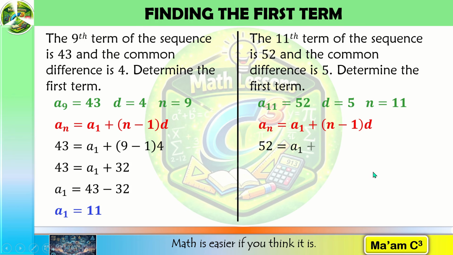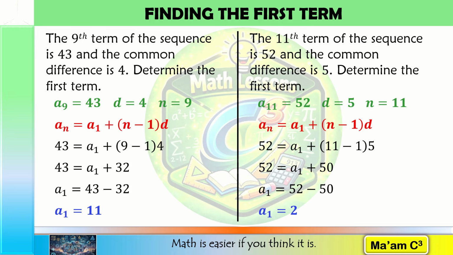Let us substitute those. 11 minus 1 is 10, and 10 times 5 is 50. To solve for a sub 1, we are going to move 50 on the other side, so it will become a sub 1 is equal to 52 minus 50. And 52 minus 50 is equal to 2. So the first term of the sequence is 2.